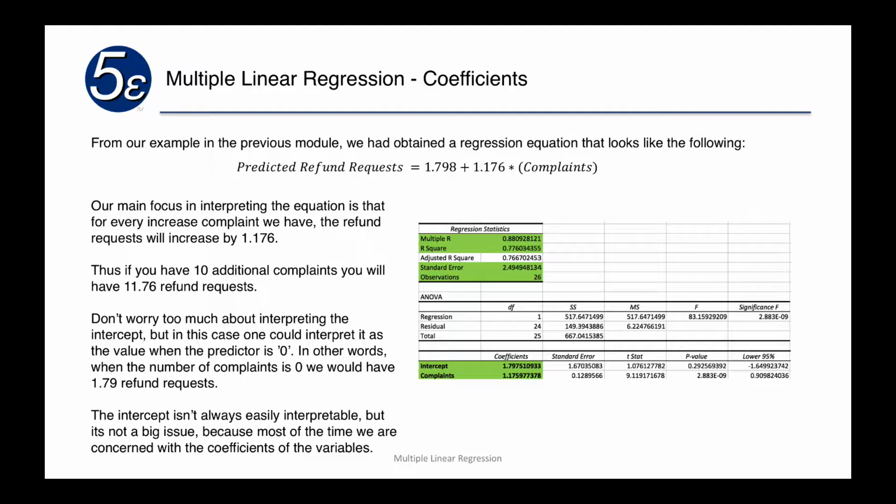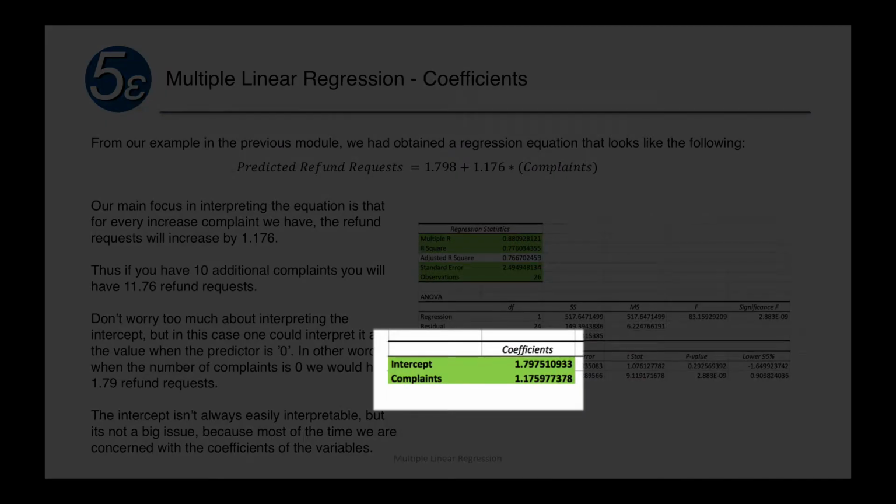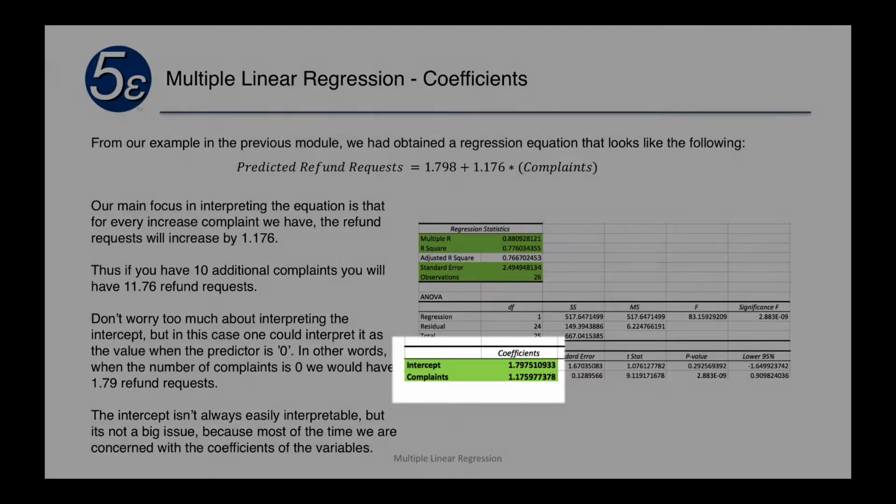Now, don't worry too much about interpreting the intercept, but in this case, one can interpret it as the value when the predictor is 0. In other words, when the number of complaints is 0, we have about 1.79 refund requests. The intercept isn't always interpretable, but it's not a big issue because most of the time we're really concerned with the coefficients of the variables. To the right, you can see what we've got highlighted in green. The coefficients are in the bottom section, where we have our intercept of 1.79 and our complaints of 1.17.